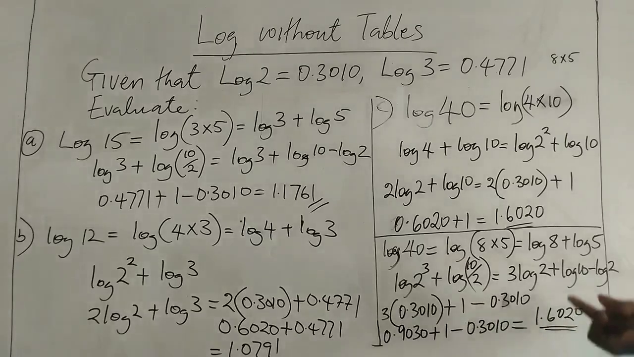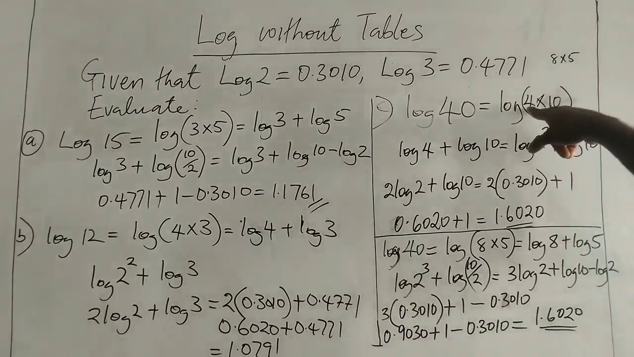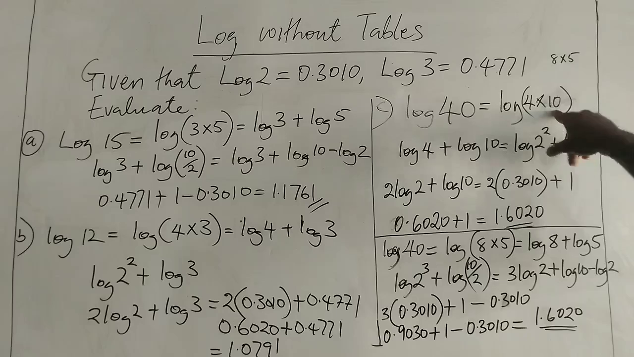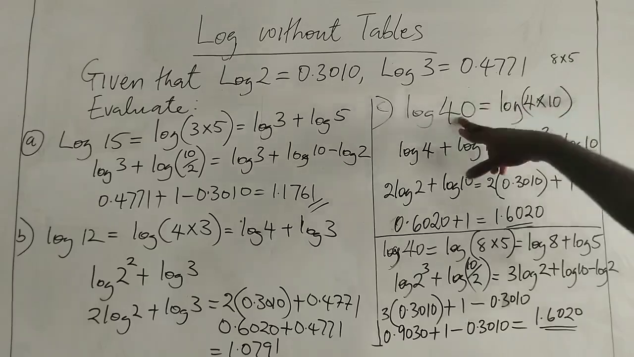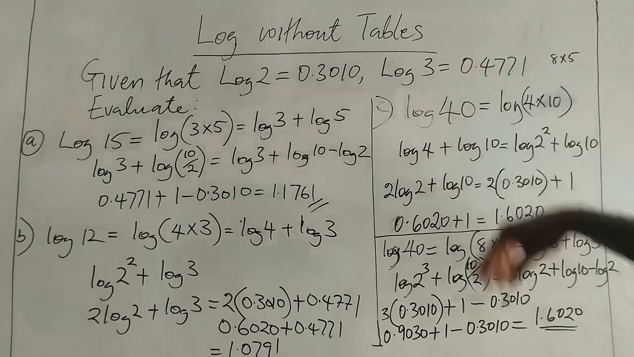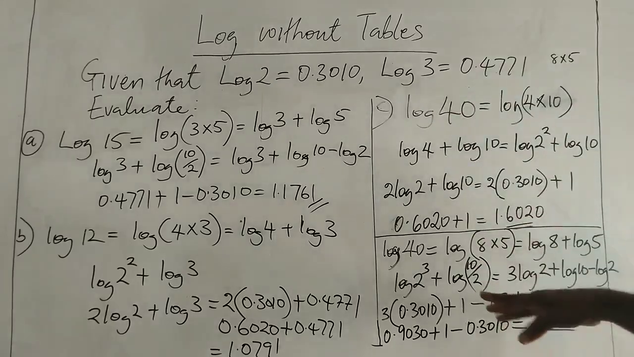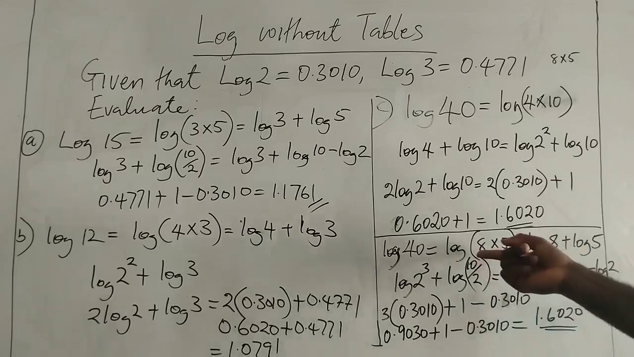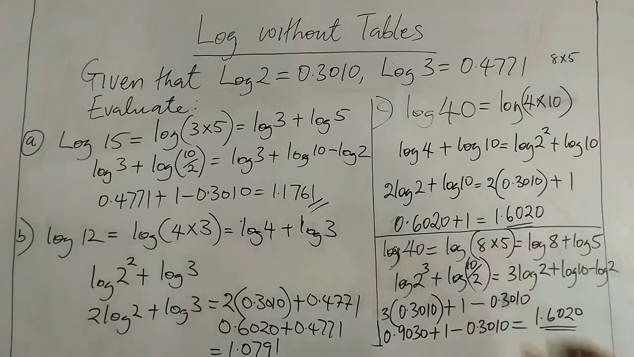So we can see that whether you use 4 and 10 as the factors of 40 in order to simplify log 40, you still arrive at the same answer as somebody who chooses 8 and 5.